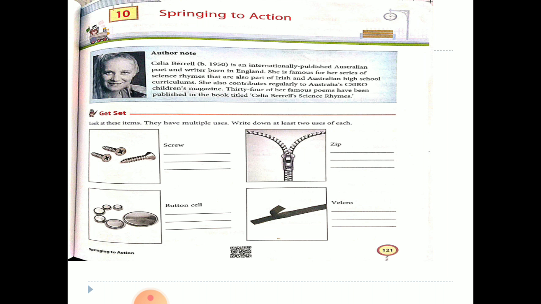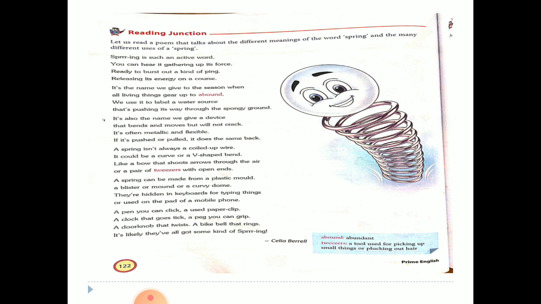Now students, let's begin with the explanation of the poem. Let us read a poem that talks about the different meanings of the word spring and the many different uses of a spring. Now the very first stanza I'm going to read for you all with a proper explanation. Springing is such an active word, you can hear it gathering up its force, ready to burst out a kind of ping, releasing its energy on a course.